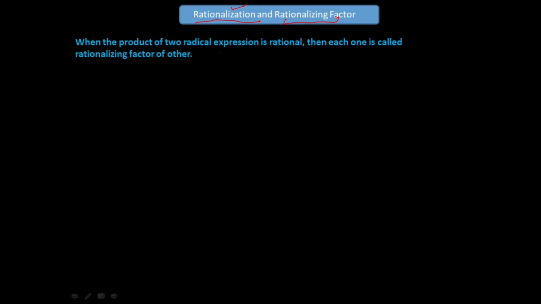The last concept, I guess, is rationalization and rationalizing factor. Very important concept of the whole chapter. To know what is rationalization, I must know what is a rationalizing factor. What is rationalizing factor? Let me take one example. Suppose we have under root 2. If I multiply under root 2 by under root 2, what will I get? I guess 2.